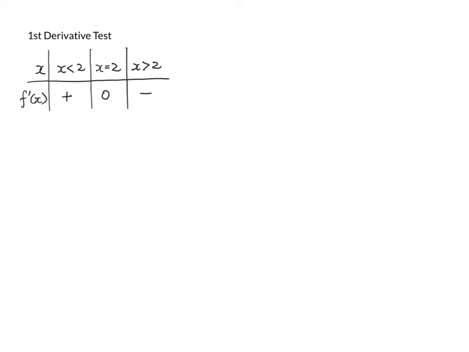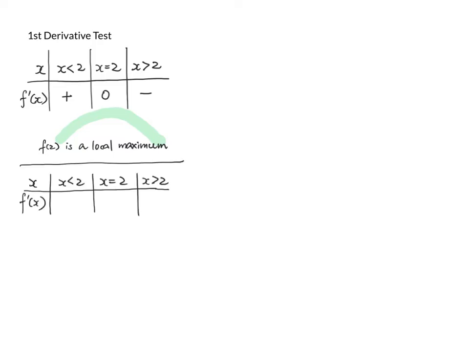Okay, before we get to the second derivative test, let's revisit the key concept of the first derivative test. Let's say we look at the neighborhood of x equals 2, where f of x, the original, is going uphill and then flat and then downhill. So in this case, f of 2 is a local maximum.